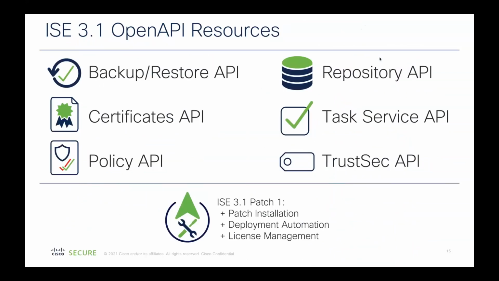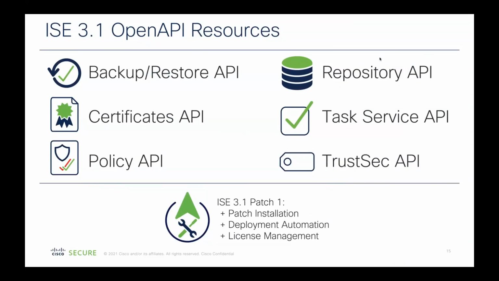So what we've done specifically in ISE 3.1 is we've implemented some new APIs for these capabilities: backup and restore, certificates, and the policy API, which is probably the one that people have been waiting, I would say, 10 years for. Ever since I started in 1.0, people have been wanting the ability to import and export policy, and you finally have that now in 3.1.